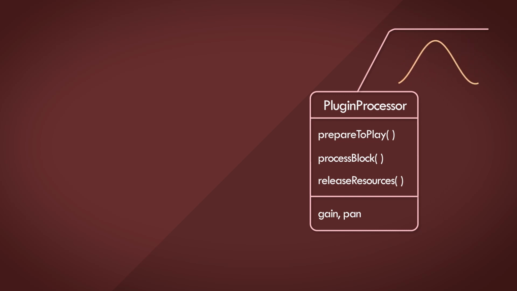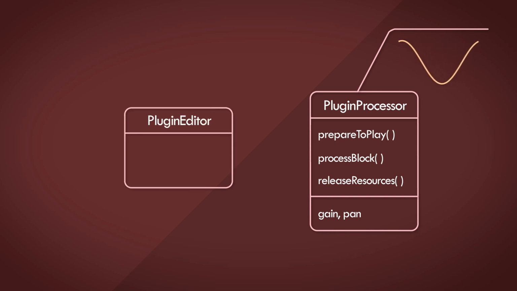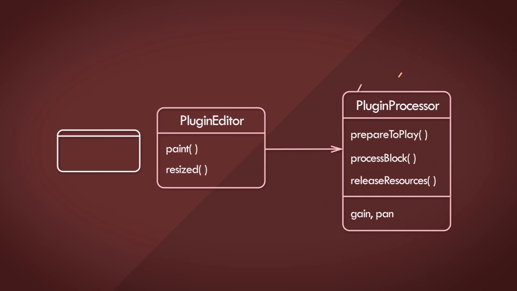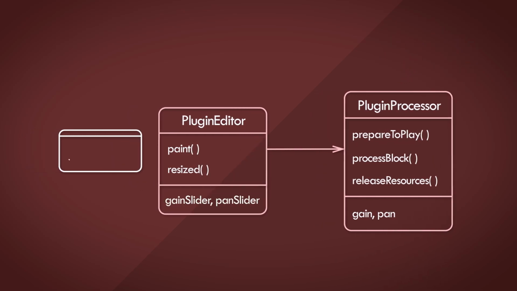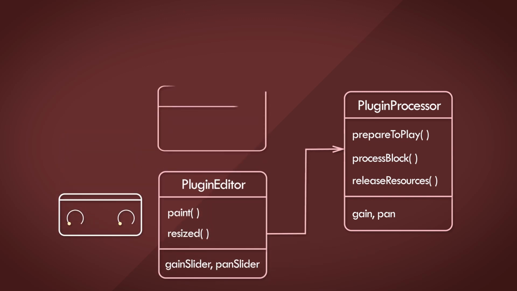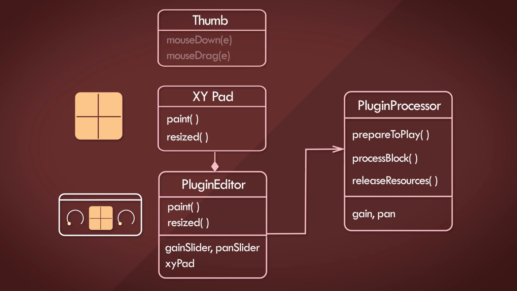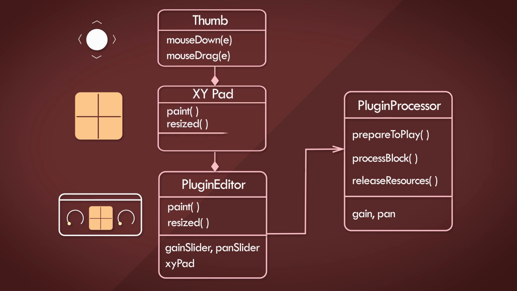the parameters of which will be controlled by the XY pad. And then we have the plugin editor, which deals with the visual front end of the plugin. The plugin editor has a reference to the processor, and with that has access to the parameters for gain and pan. We can have a couple of sliders here, one that's mapped to the gain parameter, and another one which is mapped to the pan. And then we can have a custom JUCE component that represents an XY pad. The XY pad is basically made up of a background component, which just makes up the surface of the XY pad, and a round thumb component, which represents the draggable point within the surface.